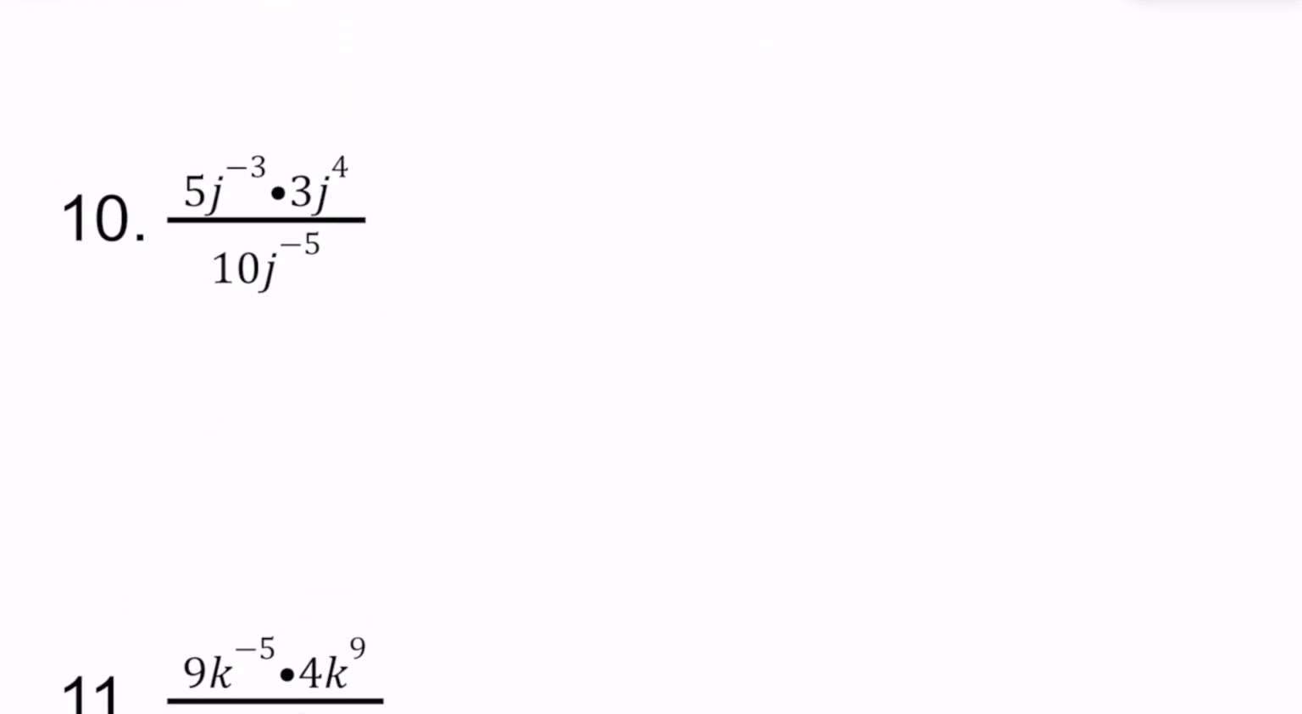For number 10, let's go ahead and start with the coefficients. So we have a 5, a 3, and a 10 here. Let's go ahead and deal with those. So in the numerator, 5 times 3, that's going to be 15. It's going to put a 15, and then the 10 is just going to stay the same.